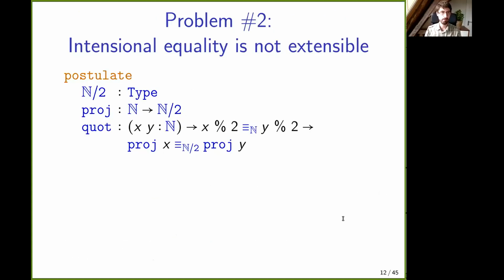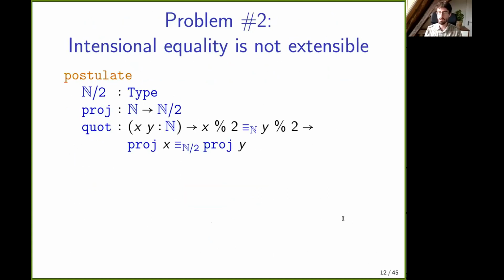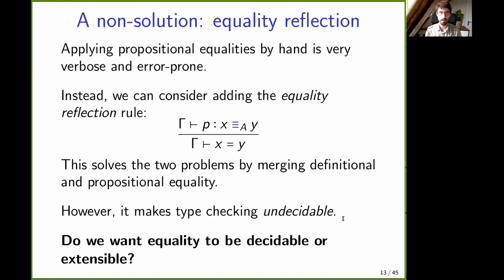So we have these two problems, right? We want to add new equalities to existing definitions. We want to construct new types that compute in a certain way. So what can we do to fix that problem? One possible solution that's often mentioned is adding a particular rule called the equality reflection rule, which says that whenever we have a proof that two things are propositionally equal, then they're also definitionally equal. And that basically merges these two notions of equality into one notion, which now becomes a lot more powerful. It solves the problems that I discussed, but at a very high price.